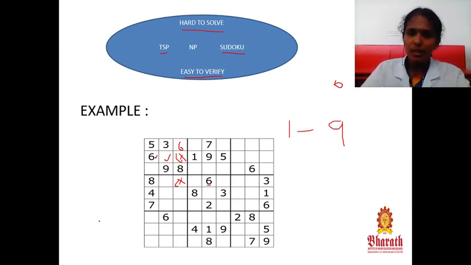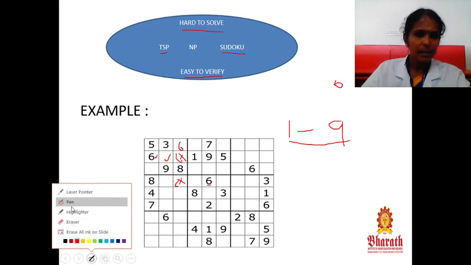And after finishing the entire problem, it is very easy to verify. I am just checking whether every row and column has a number from 1 to 9. Is there any repetition or not? So it is very easy to verify. That is the difference between P and NP class.